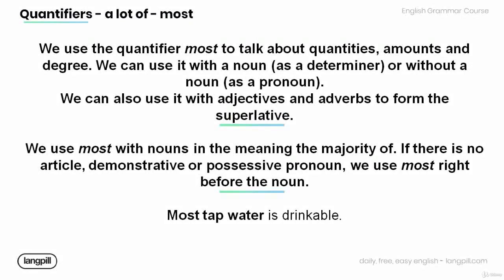Now we use the quantifier most to talk about quantities, amounts, and degrees. We can use it with a noun as a determiner or without a noun as a pronoun. We can also use it with adjectives and adverbs to form the superlative. Now we use most with nouns in the meaning the majority of. If there is no article, demonstrative, or possessive pronoun, we use most right before the noun, as in the example below. Most tap water is drinkable, right before the noun.